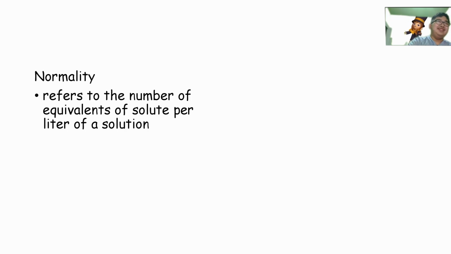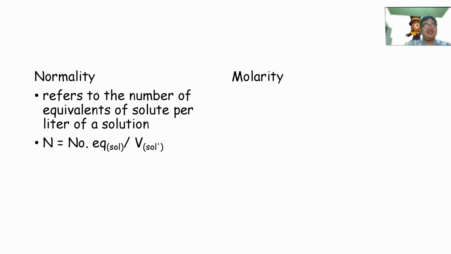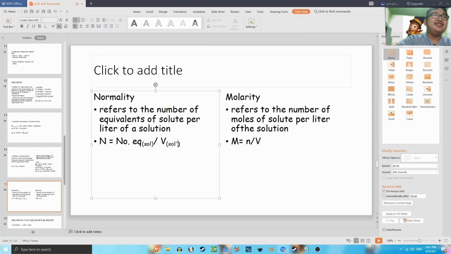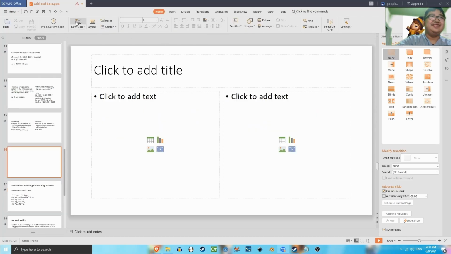Normality. Normality refers to the number of equivalents of solute per liter of a solution. Normality equals the number of equivalents of the solute over the volume of the solution.